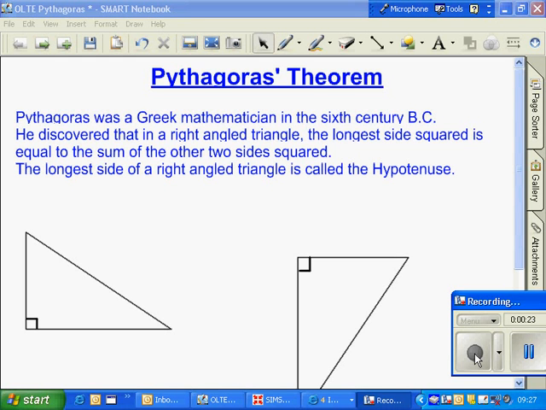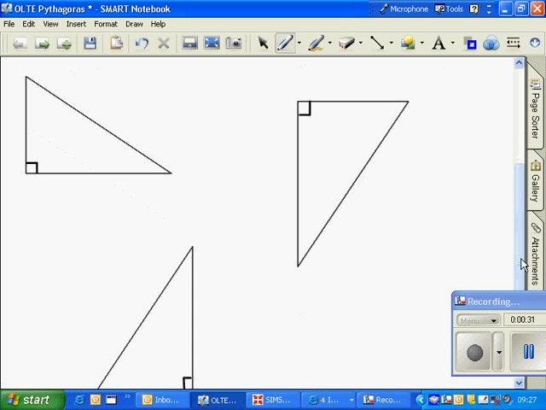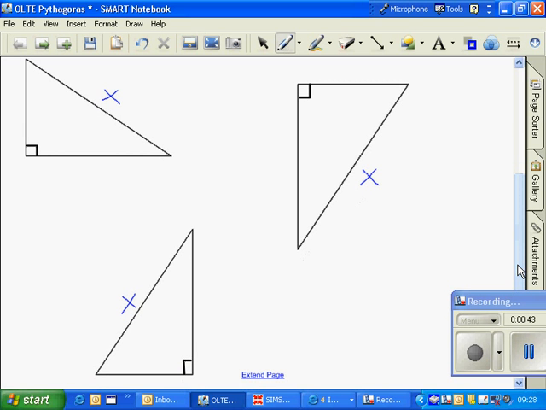So initially, we have to look at how to identify the hypotenuse of a right angled triangle. If you look at the three triangles I've drawn here, this side is the longest in that triangle. There's the longest side in that triangle, and there's the longest side in that triangle. Now, how do you actually identify that if it's not plain to be seen?